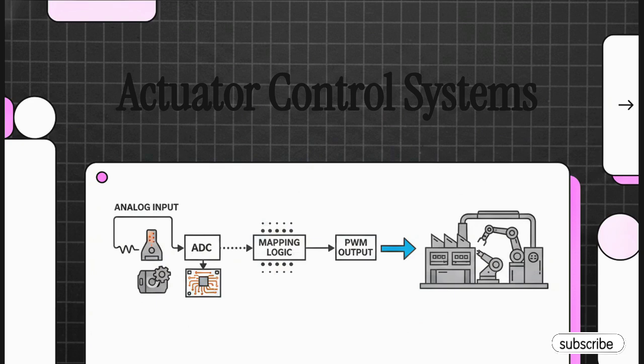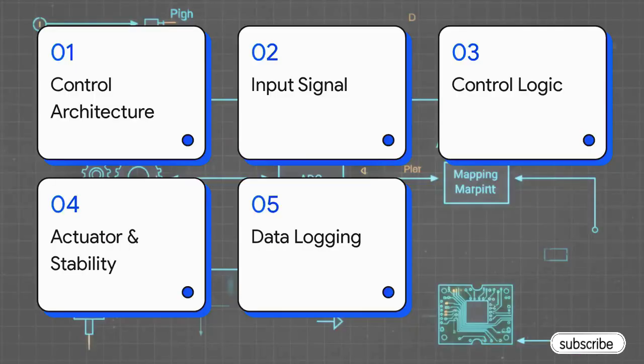So, let's get started. We're going to follow a really logical path here. In fact, it's the exact same signal flow you'd find in any standard industrial control system. We'll kick things off with the big picture, the system architecture. Then we'll trace the signal from the input, through the control logic, see how it drives the physical output, and finally, we'll cover the absolutely critical step of data logging. You gotta verify your work, right?